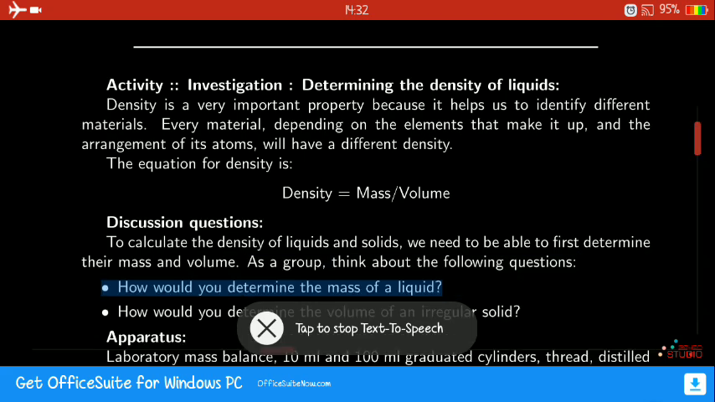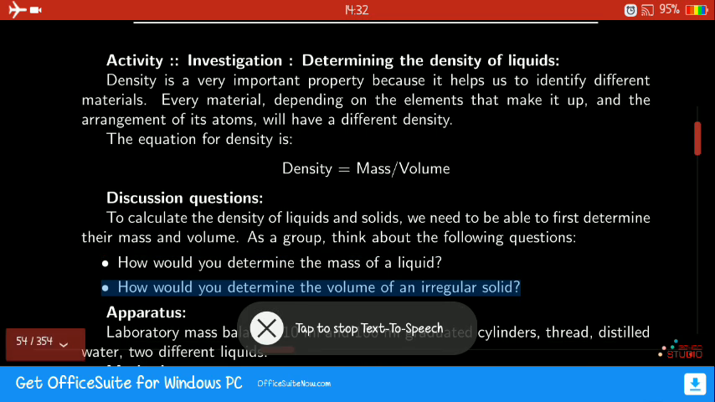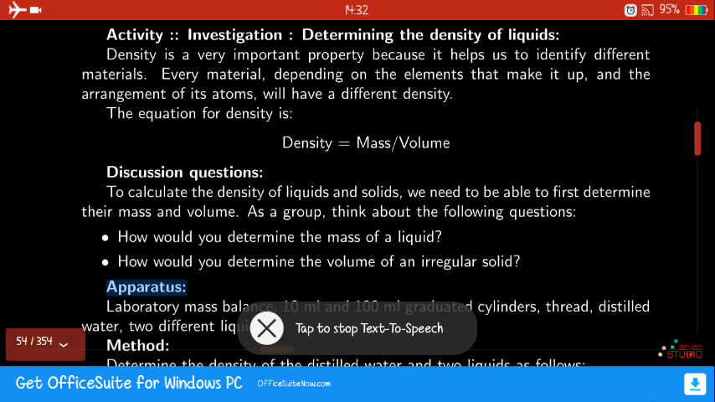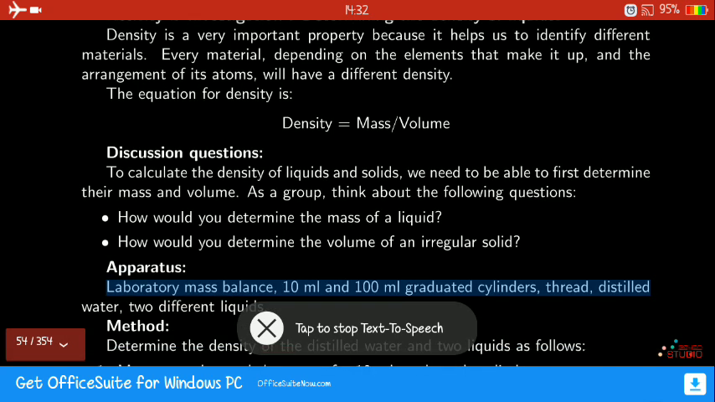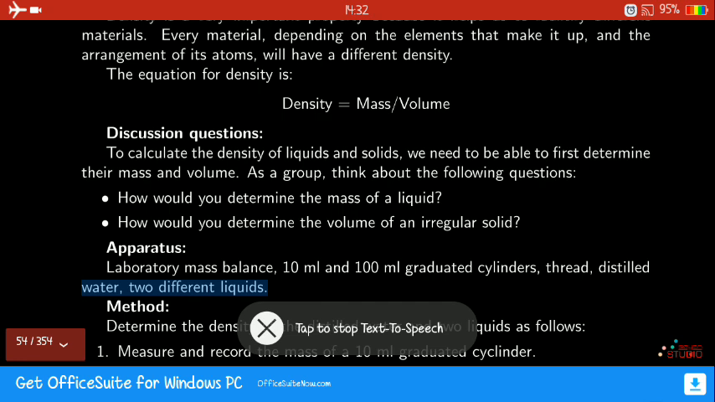How would you determine the mass of a liquid? How would you determine the volume of an irregular solid? Apparatus: laboratory mass balance, 10 milliliter and 100 milliliter graduated cylinders, thread, distilled water, 2 different liquids.